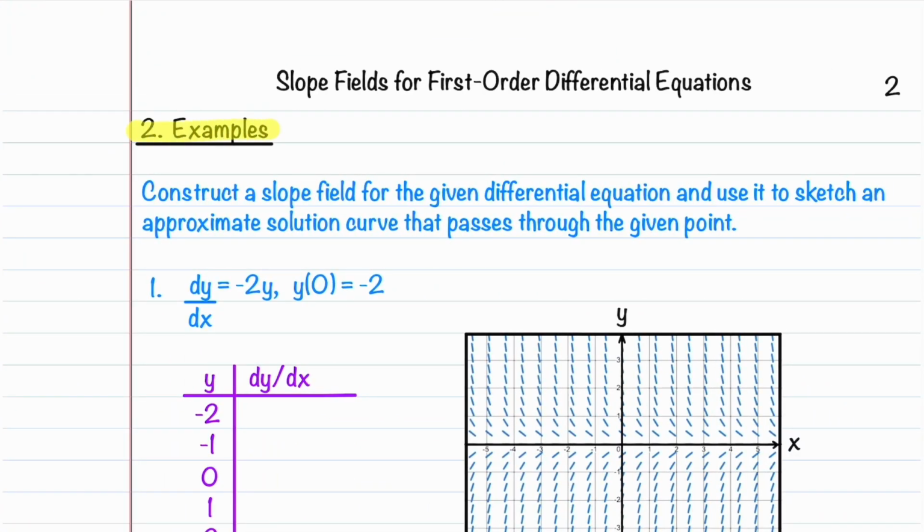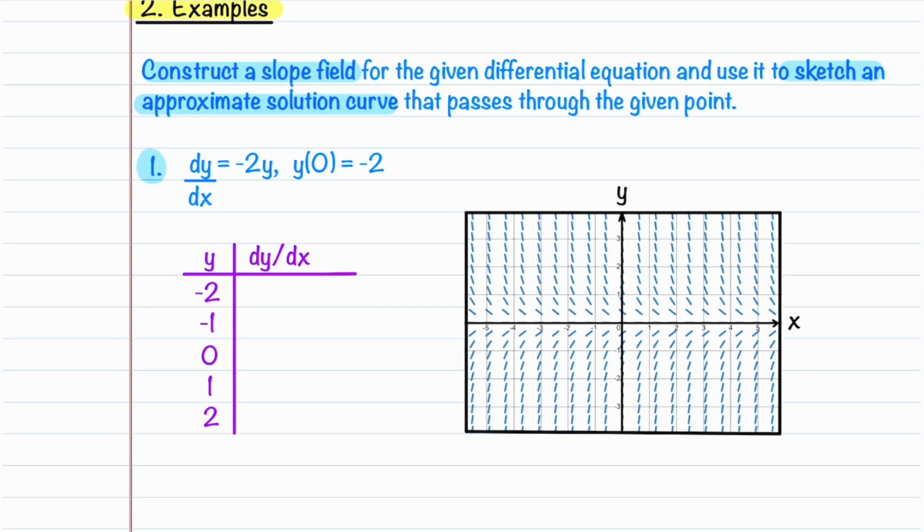Let's look at some examples where we are going to construct a slope field for the given differential equation and use it to sketch an approximate solution curve that passes through the point that we're given. Let's look at our first example. We are given the slope dy dx is equal to minus 2y, and the initial condition y of 0 is equal to minus 2. Since the slope dy dx only depends on y, we need to start by finding the slope for different values of y.